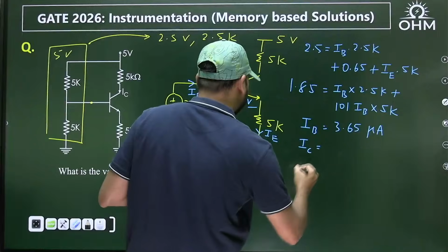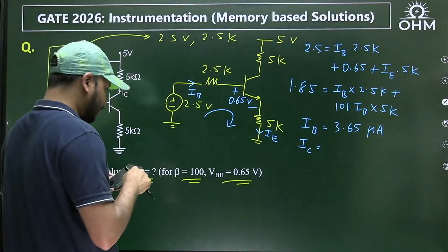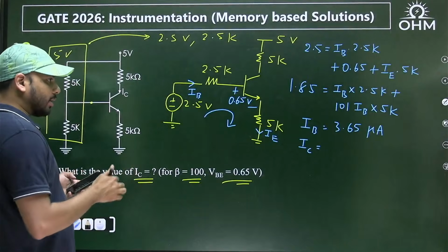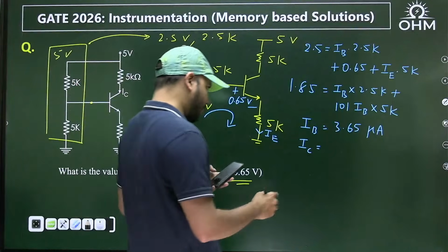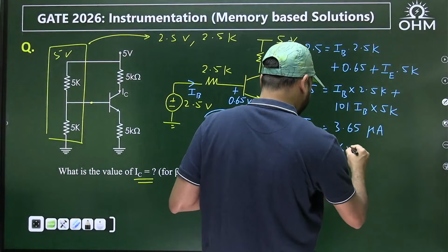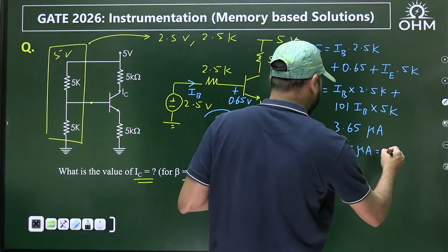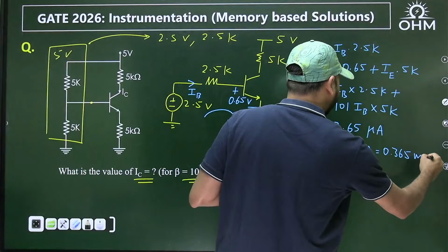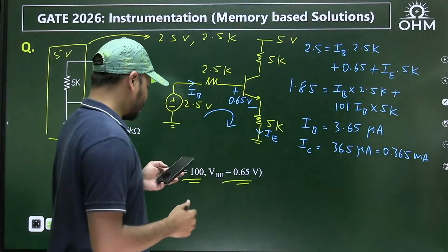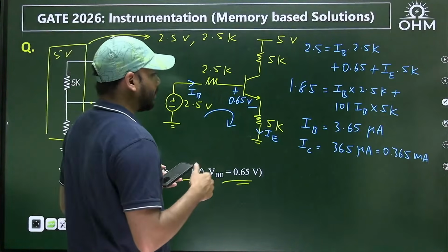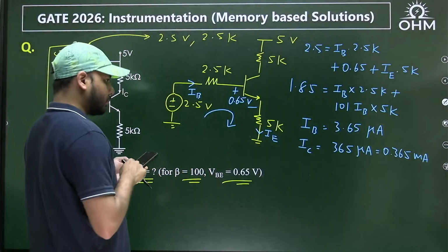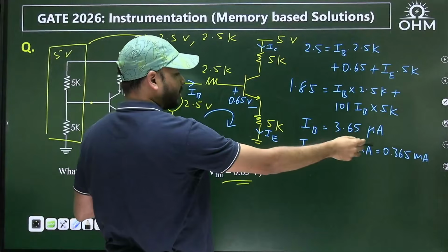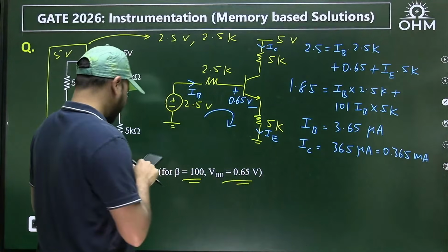Using this base current, we can find the collector current, right? Just multiply the base current with beta, which is 100. So 365 microamps, which is 0.365 milliamps. Okay. Now let's check the condition for active. What is this current? It is IC, which is 0.365 milliamps.